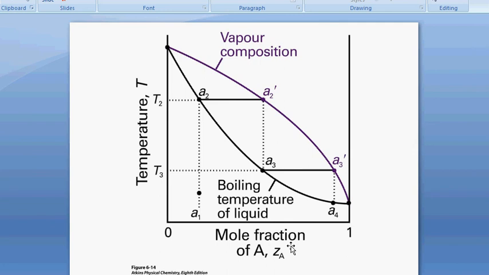So what I'm doing essentially is getting richer in A. This is actually called fractional distillation. You keep on collecting fractions, you get more and more richer in one component. And the liquid will get richer in the other component. Right?